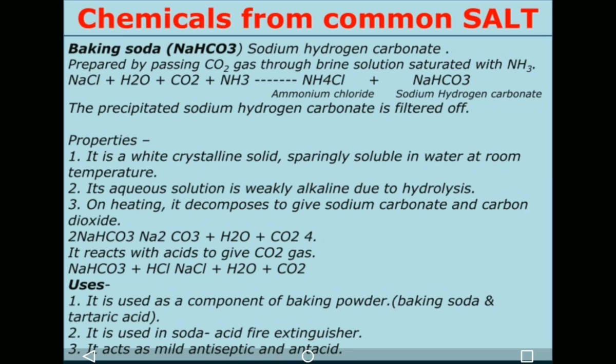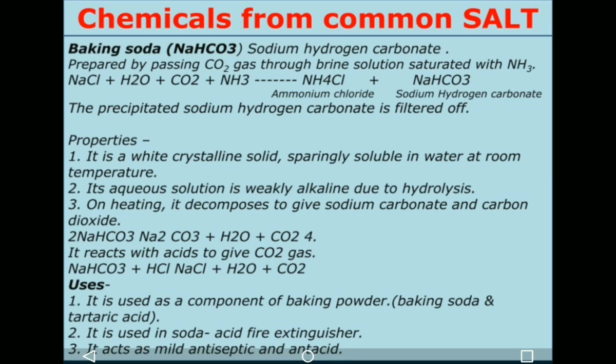These are the properties of baking soda. Now we will try to understand some uses of baking soda. The first use of baking soda is in making baking powder. Baking powder contains sodium hydrogen carbonate and a mild edible acid. Which acid? Edible, which we can eat, like tartaric acid or citric acid.